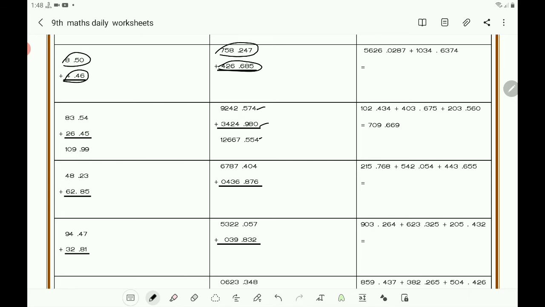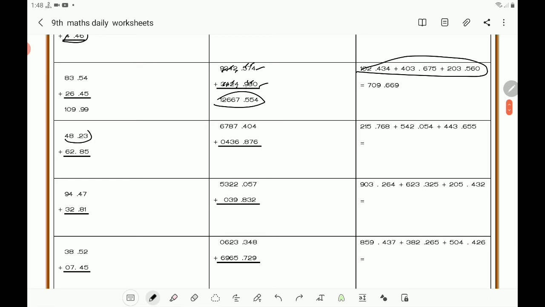got here. 4 plus 0, 4. 7 plus 8, 15. 1 carry. 5 plus 9, 14 plus 1, 15. 1 carry. 4 plus 1, 5 plus 2, 7. And 4 plus 2, 6. 2 plus 4, again here you got 6. Then 9 plus 3, 12. So what you got here is 12,667.554. Here also you take one below the other and you will get the answer that you verify here.